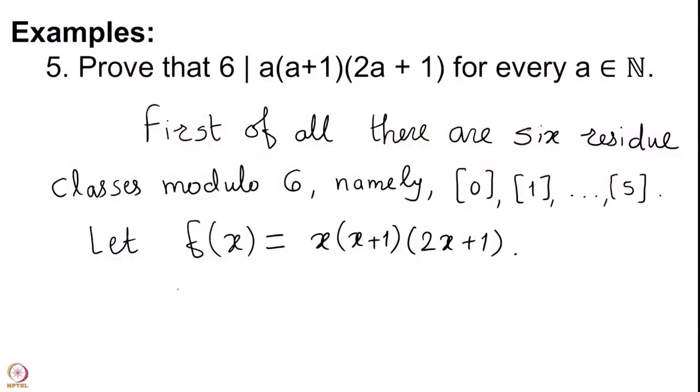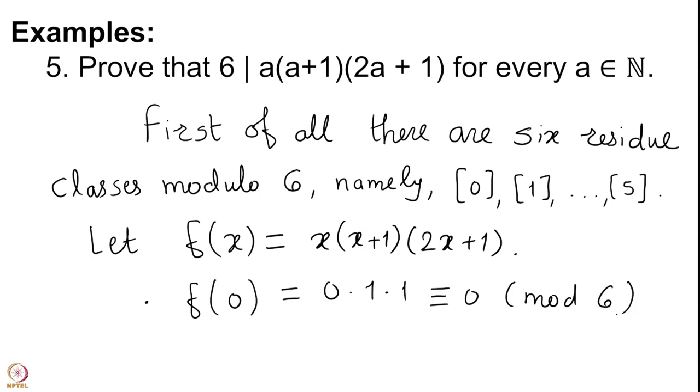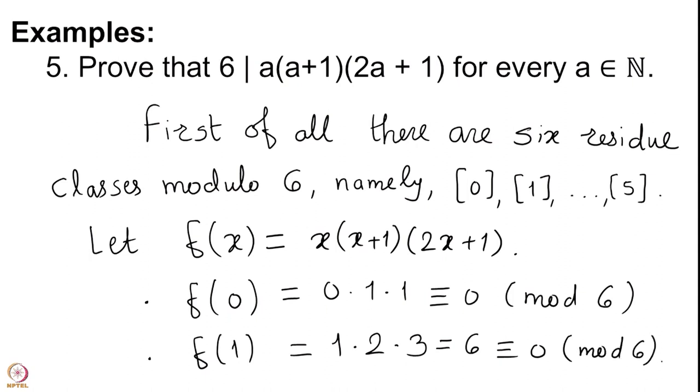So we simply put various values. We check that f(0) is of course 0 into 1 into 1, this is 0 mod 6, that is good. Let us look at f(1). This is 1 into 1 plus 1 is 2 and 2 plus 1 is 3, which is 6, and 6 is of course 0 mod 6. So for the class 0 and for the class 1, we do indeed have that the polynomial f(x), which is x into x plus 1 into 2x plus 1, evaluated at these two classes gives you 0. So already you have proved the result for 1/3 of the natural numbers.